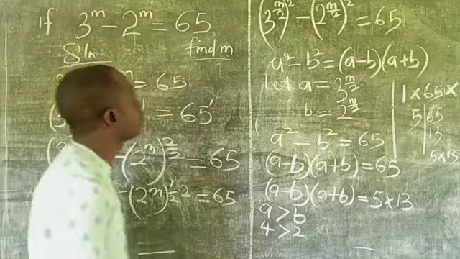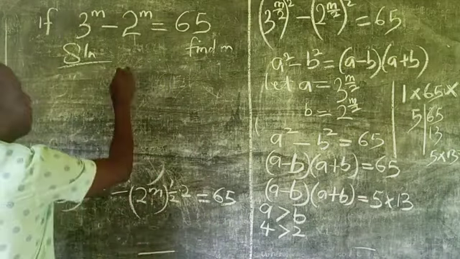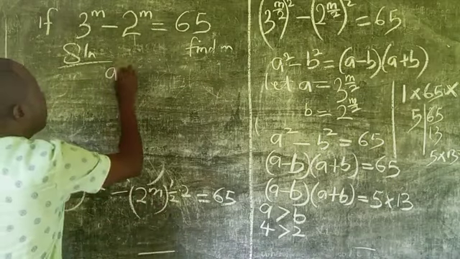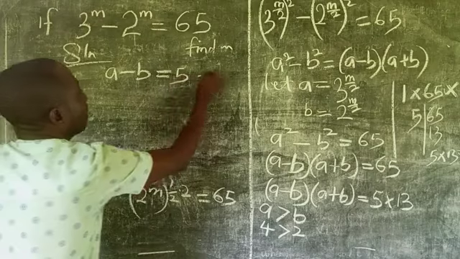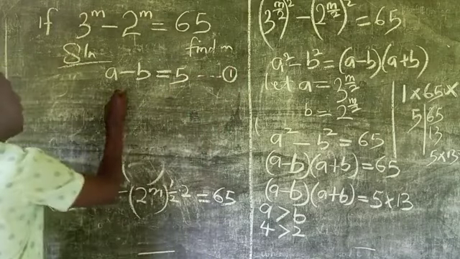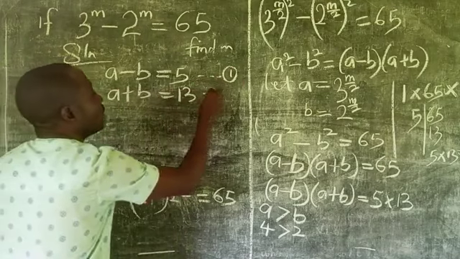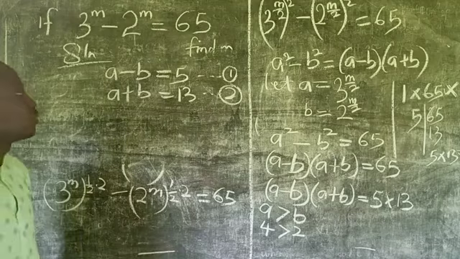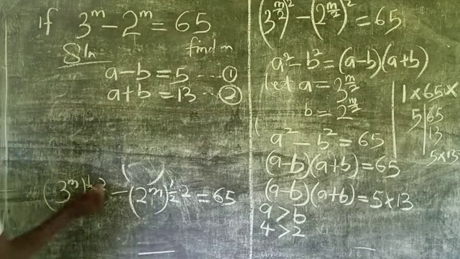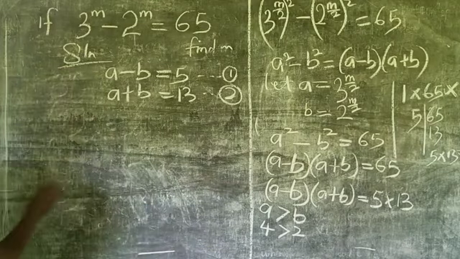So what am I saying? What I mean here is A minus B will be equal to 5, equation 1. And A plus B will be equal to 13, equation 2. So from there we have 2 simultaneous equations that is also solvable and becoming simpler with us also.